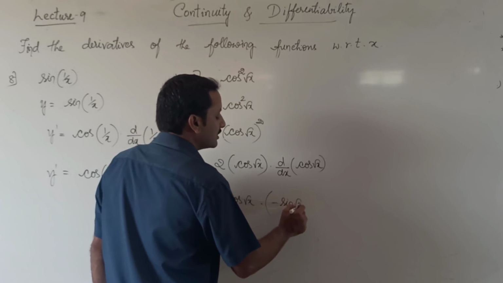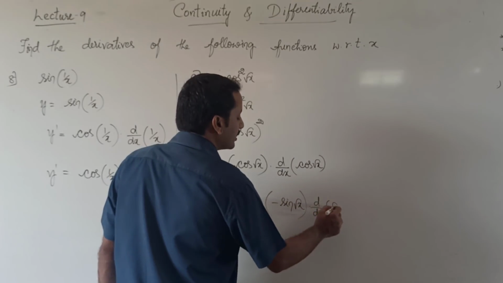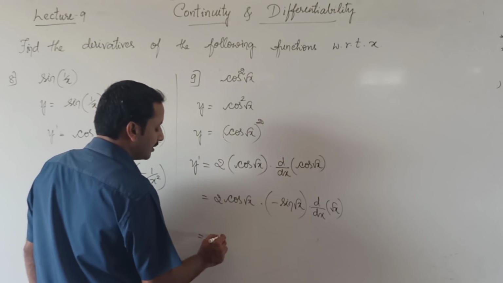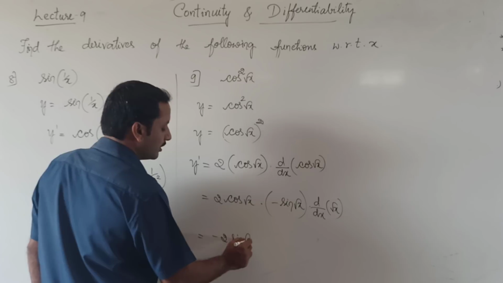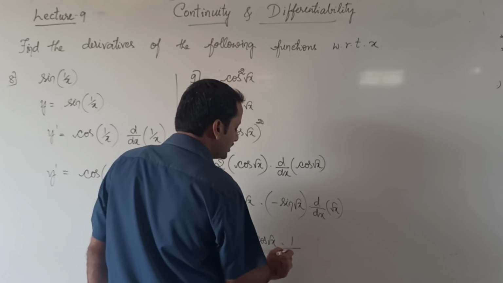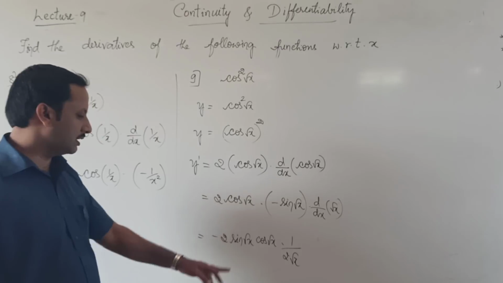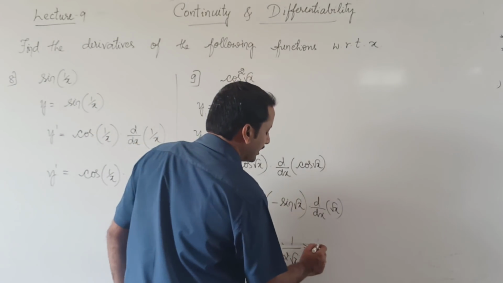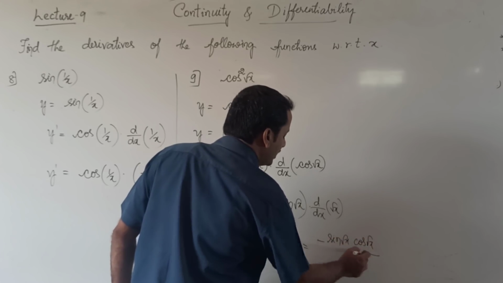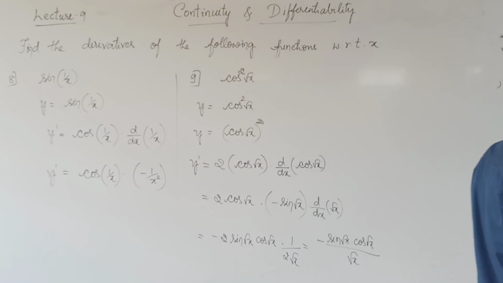So derivative of cos root x is minus sin root x into the derivative of root x, d by dx of root x. That's equal to, this will become minus 2 sin root x into cos root x into the derivative of root x, which is 1 by 2 root x. Derivative of root x is 1 by 2 root x. You can cancel this 2. So we will get minus sin root x into cos root x divided by root x. Don't cancel that root x, not allowed. Okay.